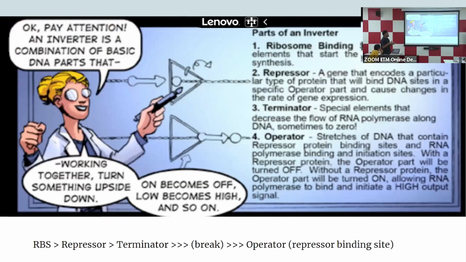In this slide, you can see the parts of the biological inverters. The repressor is a gene that codes for a particular protein which can bind to the operator and modulate the expression of the gene by downregulating when it is bound to it. That has the ability to downregulate the flow of the RNA polymerase along the DNA strand, potentially to the point where no transcription takes place and the entire process just stops.